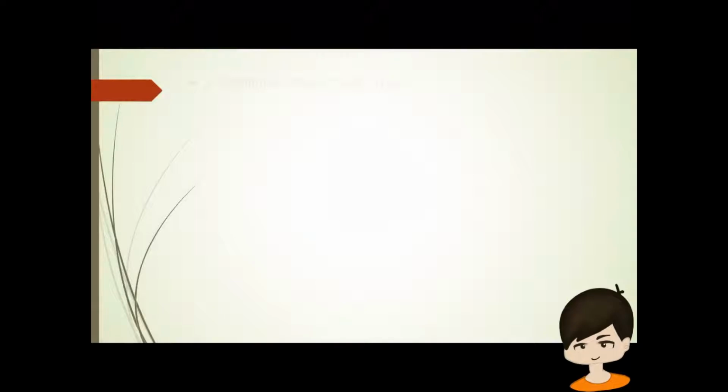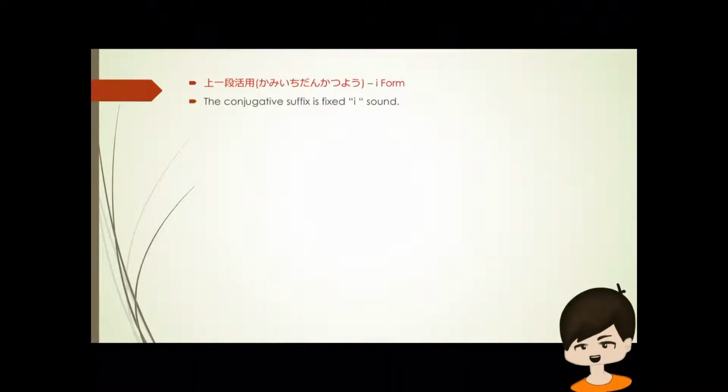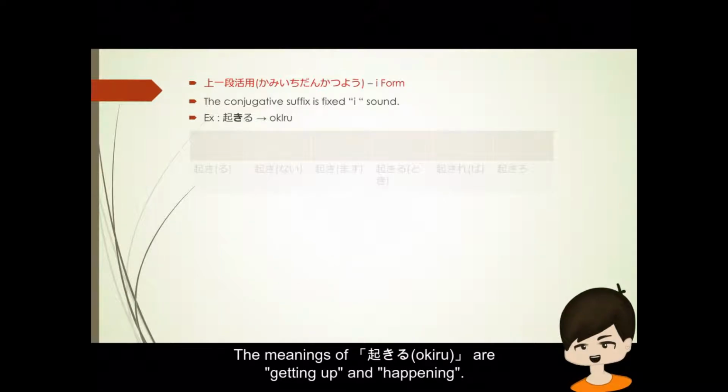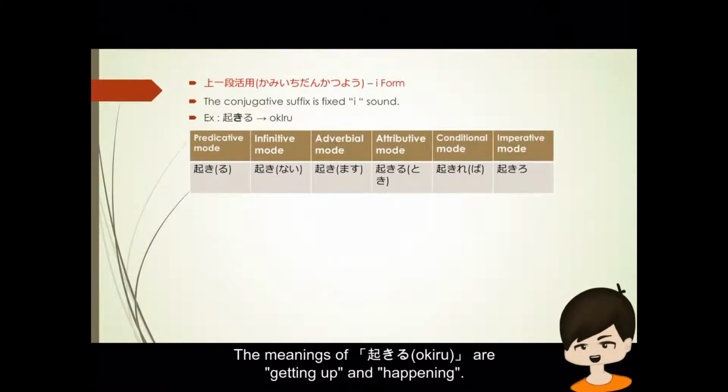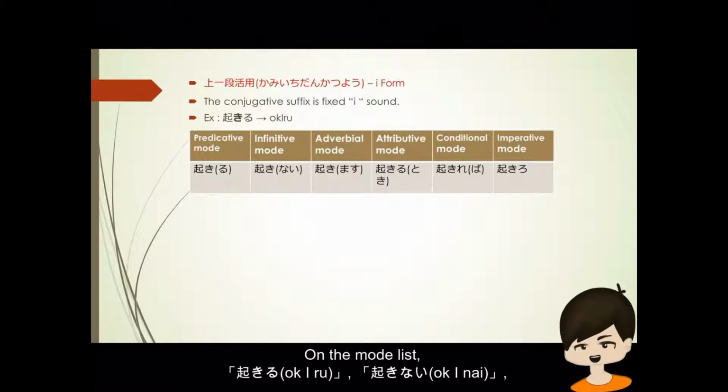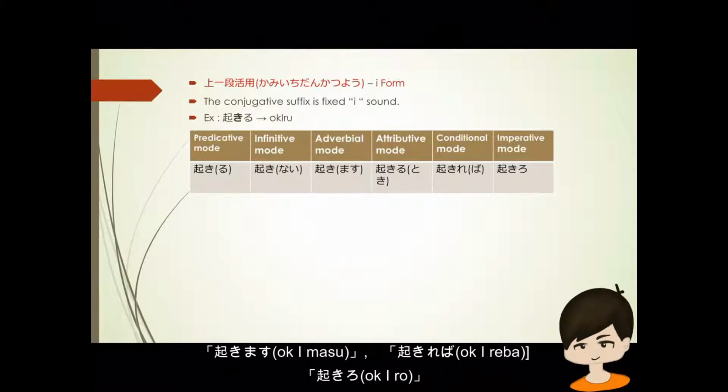Next form, 上一段活用. In English, I form. The suffix is fixed, I sound. For example, 起きる. The meanings of 起きる are getting up and happening. On the mode list, 起きる、起きない、起きます。起きるとき、起きれば、起きろ. Now you can see the difference from godan form.